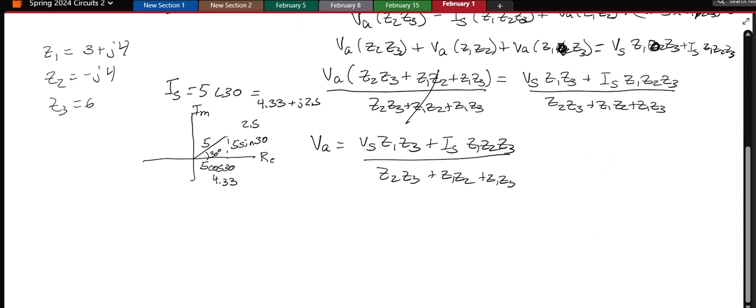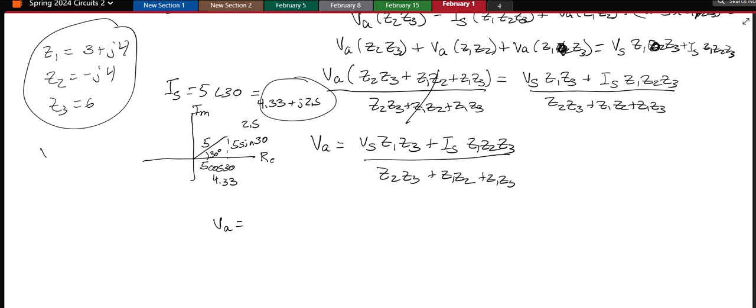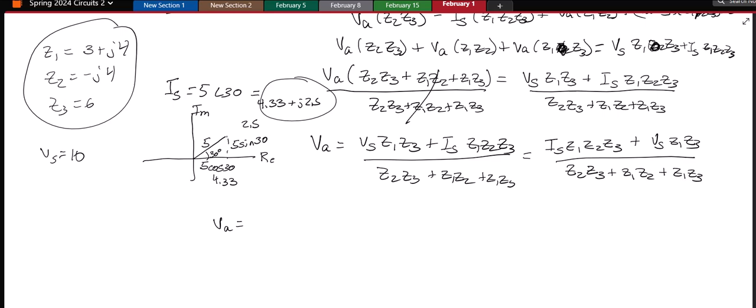So now we're just going to plug all of these values in. So we get VA, oh, and VS was just 10. And just to make it match what I have on my paper so I can copy cleanly, I had this in a different order on my paper, so I just had this like this: Z1, Z3 over Z2, Z3 plus Z1, Z2 plus Z1, Z3. Okay, so IS is 4.33 plus J 2.5.